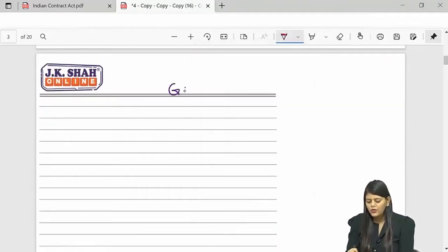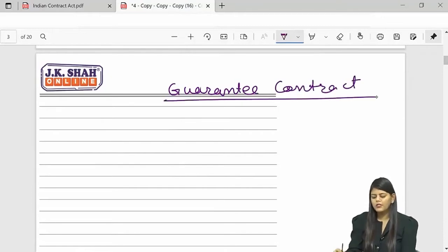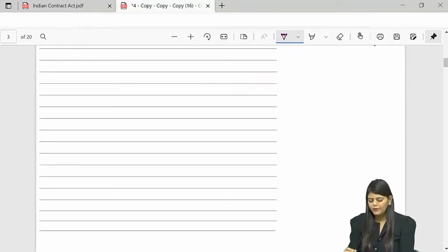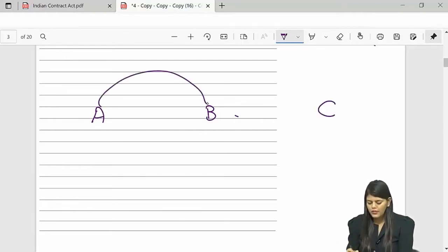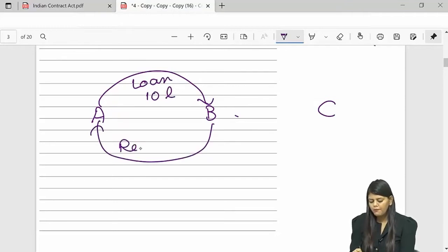Now in guarantee contract, I am going to put up one big example. What is this example? B was in need of money. He approached A and he wanted a loan. A told B, I don't trust you, get me a guarantor. So B approaches C. Hence, A agrees to give him a loan of 10 lakhs and B promises to repay this along with 10% interest.